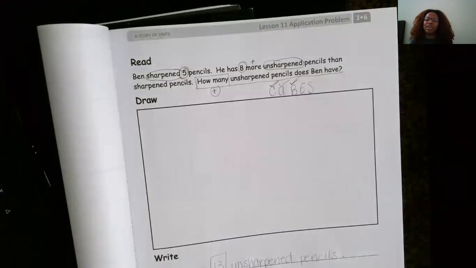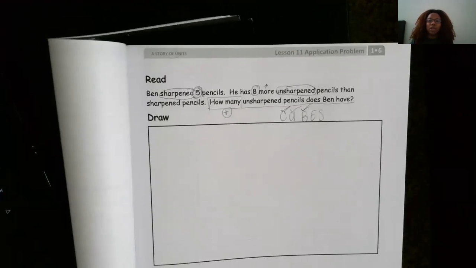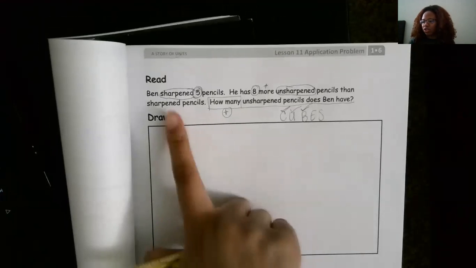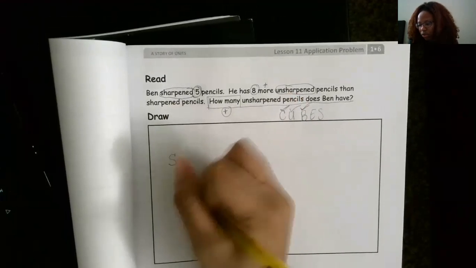Check the B off, and then now we have to evaluate or think about what we know. So we know that we have 5 sharpened pencils. And we also have 8 more unsharpened pencils than sharpened pencils. So those are 2 things we know. And we also want to answer the question of how many unsharpened pencils Ben has. So for my drawing here, what are my 2 labels again? Sharpened and unsharpened. So I could do S for sharpened and U for unsharpened.